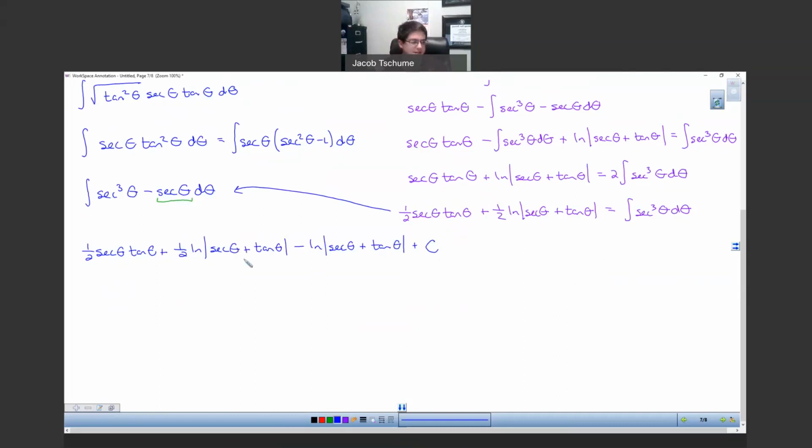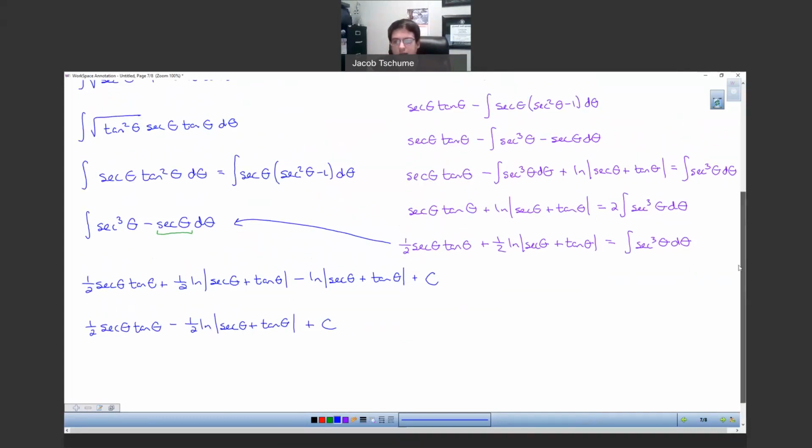Now, very nicely, your second and your third natural logs actually go together because they are the same thing. So you will have 1/2 secant theta tangent theta, and then 1/2 minus 1 is a minus 1/2 the natural log of secant theta plus tangent theta plus c. And you are officially done integrating. Unfortunately, you're still not done with this problem. So you have to go all the way back up to the top.